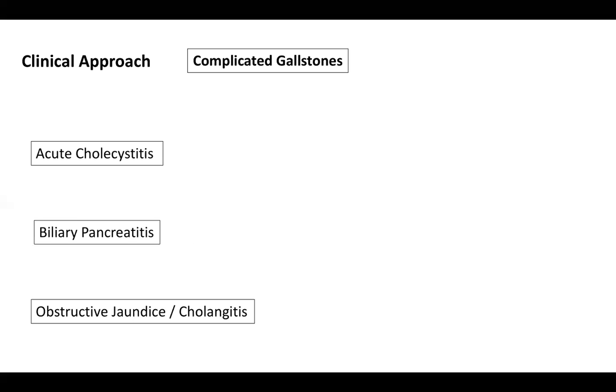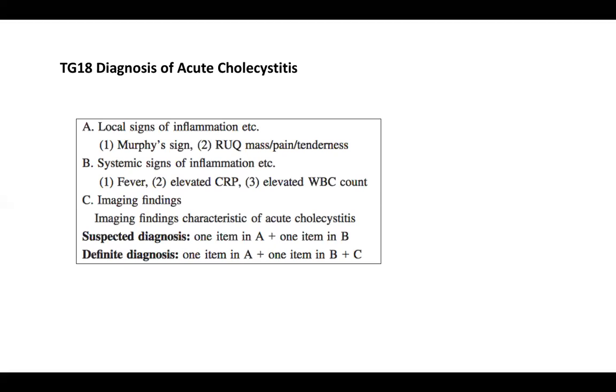Complicated gallstones: acute cholecystitis is when you have a local sign of inflammation, that is right upper quadrant pain or Murphy's sign positive. This is a diagnosis based on the Tokyo guidelines of 2018, along with systemic signs of inflammation, that is the SIRS response, and imaging findings, which is a thickened wall, pericholecystic fluid, long axis more than 8, short axis more than 4 centimeters.